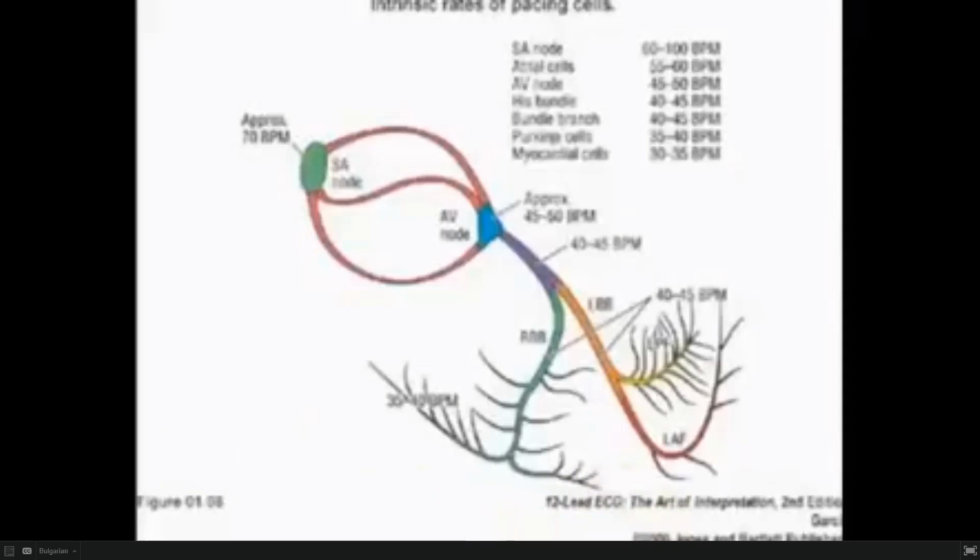Okay, then we go to the 14th. The 14th is like a GIF picture. If you open it, you are able to see how the impulse goes through the whole autonomic nervous system and how this impulse causes the contraction and relaxation of the walls. Okay.